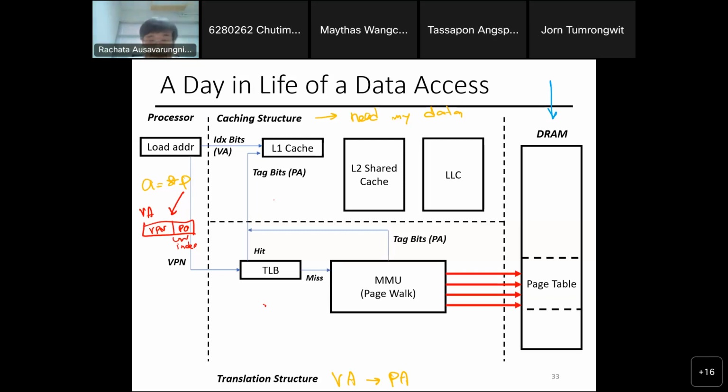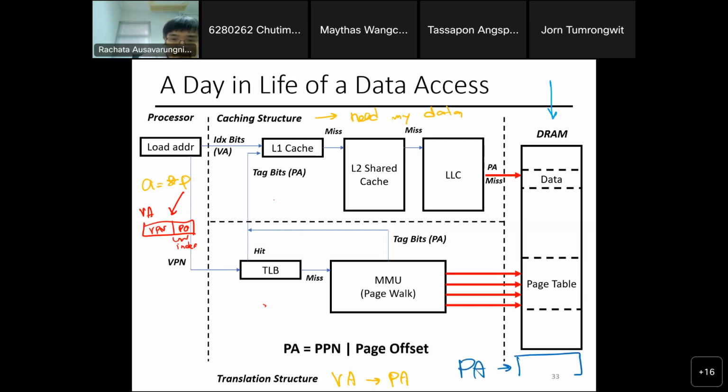Now that you have the physical address, finally you can check the cache. If it's not in the cache, right, you go and check the next level, and the next level, then you go to DRAM. And that's when you have the data. All right? Any questions so far? Now that you have everything, your physical address is just the PPN and the page offset.